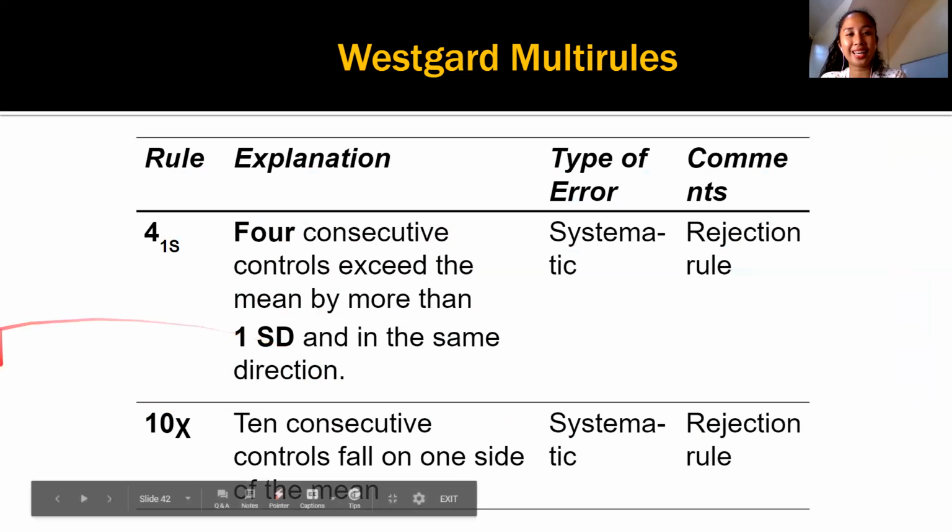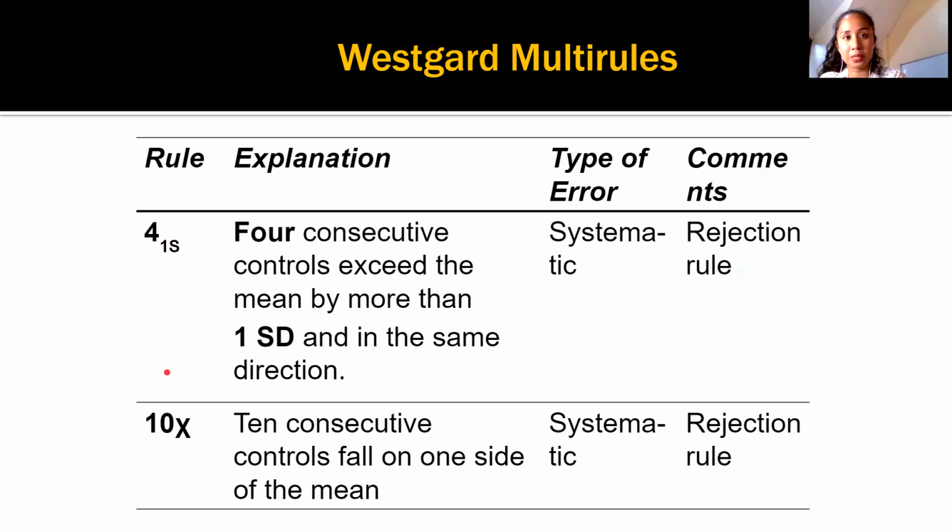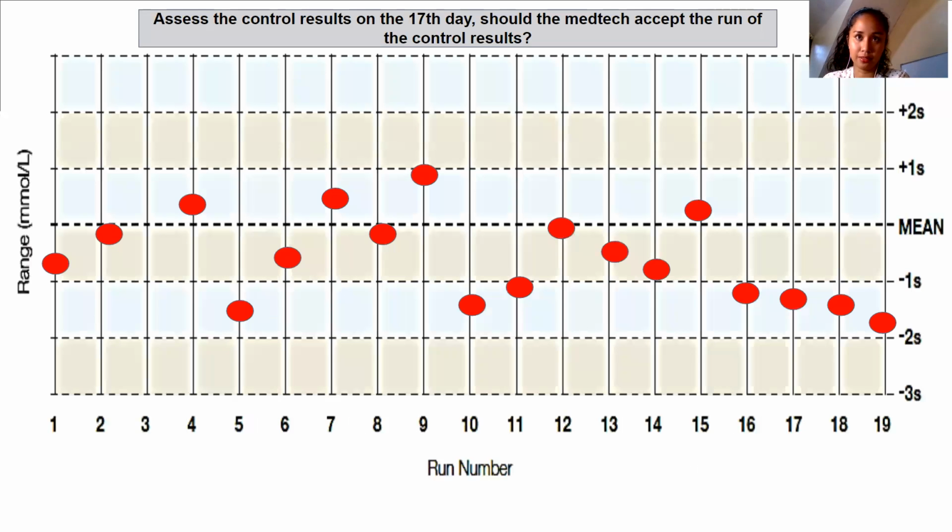And we have 10x, itong malala. You have 10 controls that falls on one side of the mean. So, this looks like a shift. Class, mukha siyang shift. Kasi, the controls fall on one side of the mean. So, tingnan natin.